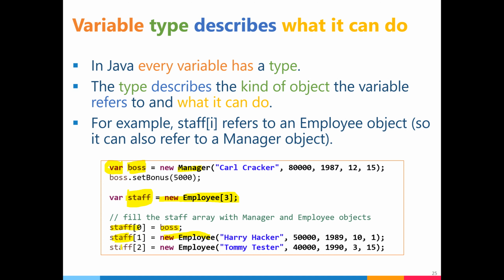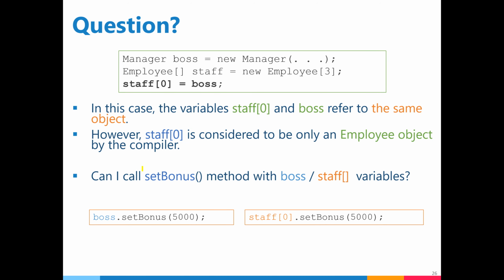And 1 and 2, this is the second and third employee. The variables are pointing to the employee object. So let's go over this one. In Java, every variable has a type. The type describes the kind of object the variable refers to and what it can do. For example, staff[i] refers to an employee object, so it can also refer to a manager object. So we will see in our code.